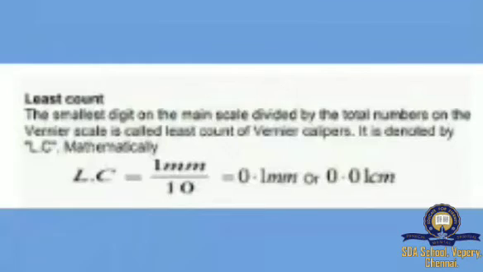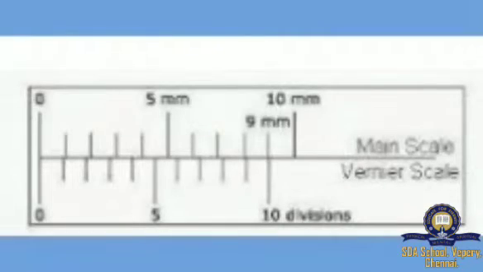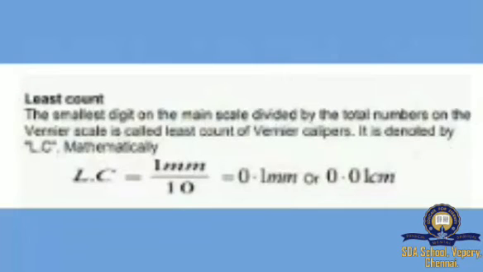Now let us see about the least count of the vernier caliper. The smallest digit on the main scale, we know, is 1 mm. That should be divided by the total number of divisions on the vernier scale. In this picture we can see the total number on the vernier scale is 10 divisions. Now you have to substitute these values in the formula: least count is equal to the smallest digit on the main scale divided by the total number of divisions on the vernier scale, which is 1 mm divided by 10. You will get 0.1 mm or 0.01 centimeter.